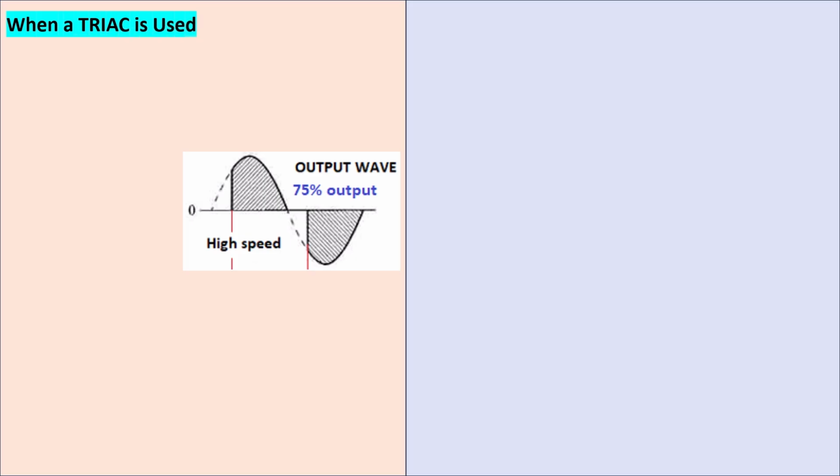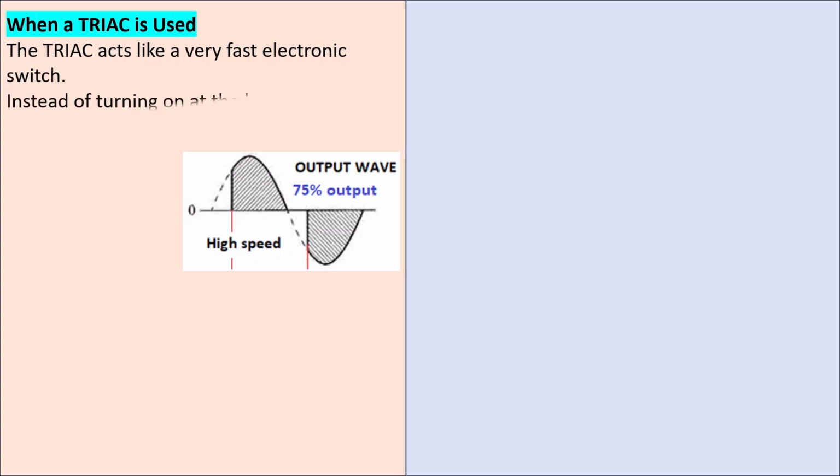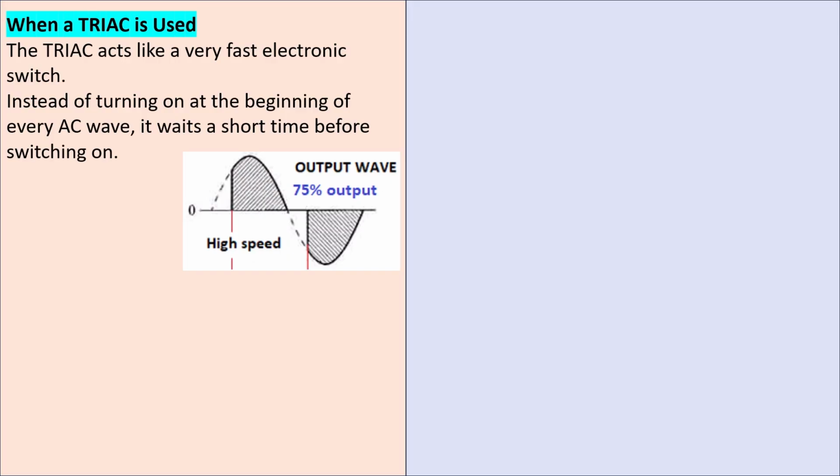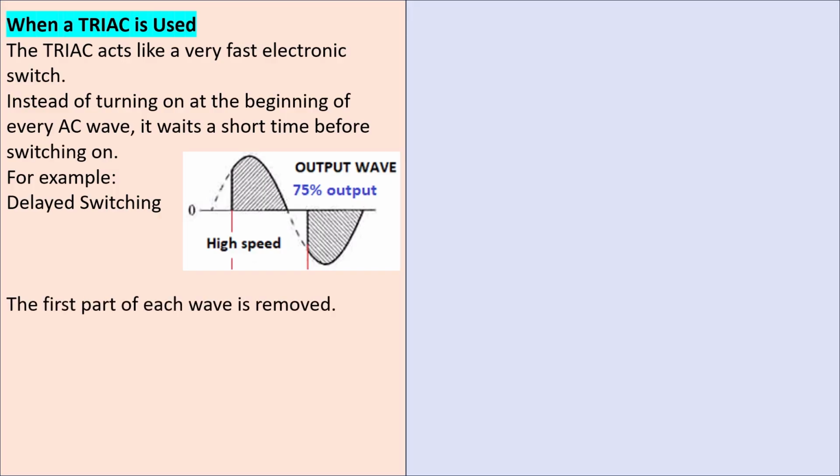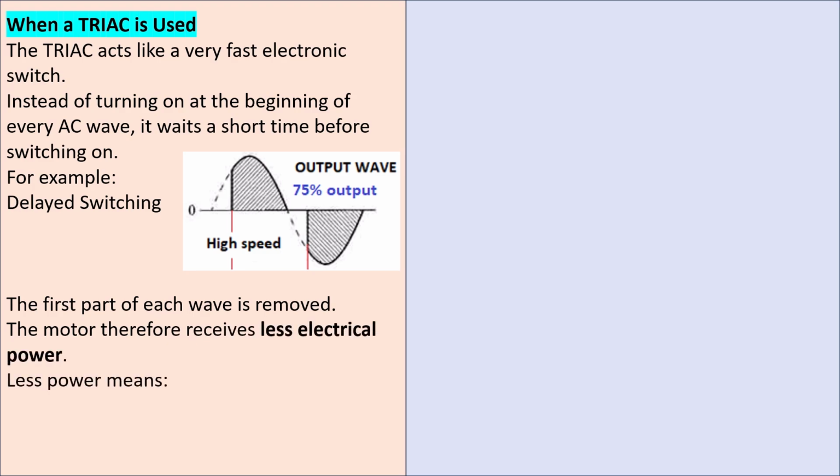When a triac is used, the triac acts like a very fast electronic switch. Instead of turning on at the beginning of every AC wave, it waits a short time before switching on. For example, with delayed switching, the first part of each wave is removed. The motor therefore receives less electrical power. Less power means less torque, lower speed for suitable motors.